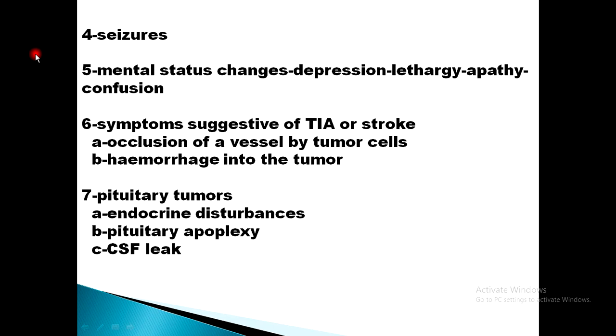The other clinical presentation is seizures in the supratentorial tumors, and of course this type of seizure will vary according to the site of the tumor. We have mental state changes like depression, lethargy, apathy, and confusion. And we have symptoms suggestive of transient ischemic attack or stroke due to occlusion of a vessel by tumor cells or hemorrhage into the tumor itself. And finally, the pituitary tumors either give rise to endocrine disturbances, pituitary apoplexy, or CSF leak.